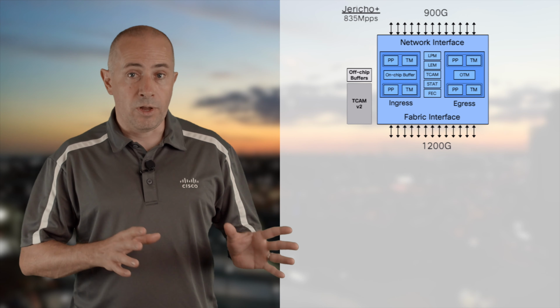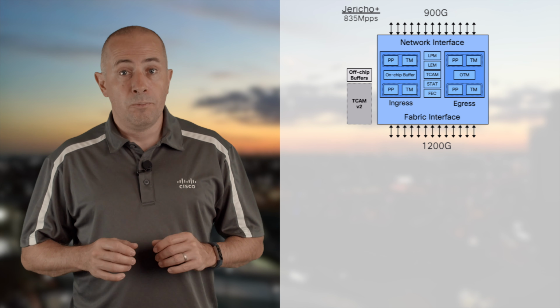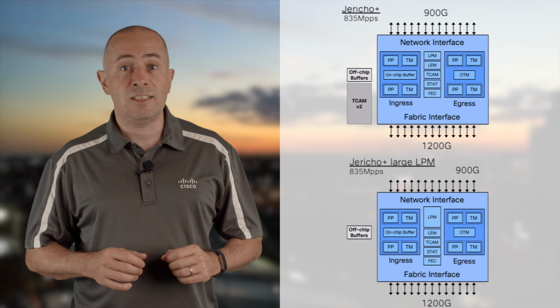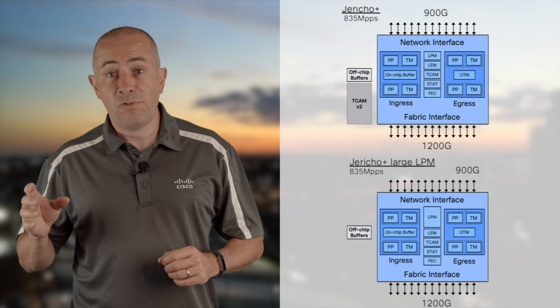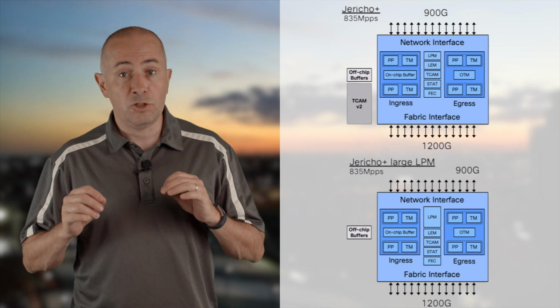The LPM is used for variable length match and exists in 2 flavors. In some Jericho and Jericho Plus, it can store more or less 350,000 routes. But in some variant of Jericho Plus, it can store more or less 1.5 million routes. So I say more or less because it's directly dependent on the prefix distribution.